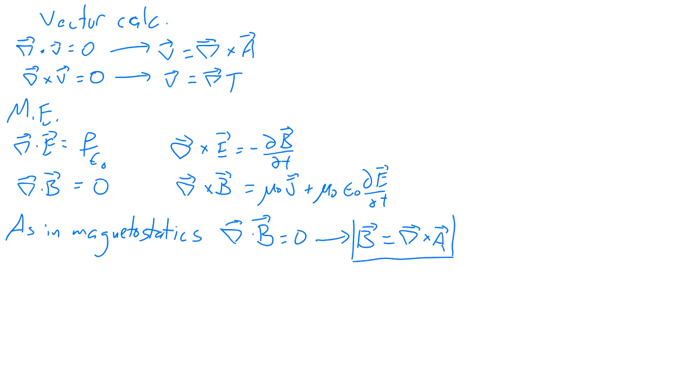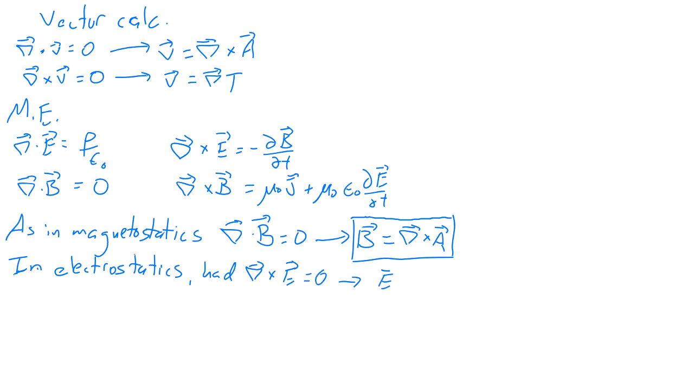Same as before, but like I said, in electrostatics we had the fact that the curl of E was equal to 0. And so that meant that E could be written as the gradient of some function. Let's call that function negative V, and the minus sign we can pull out. But this doesn't hold for electrodynamics.